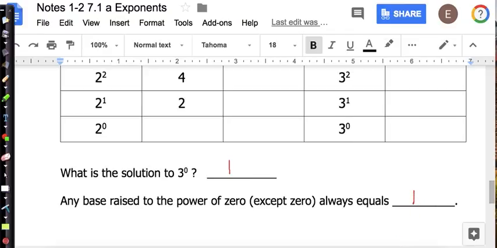So remember, an exponent is that little small number, and it tells us how many times to multiply the base by itself.